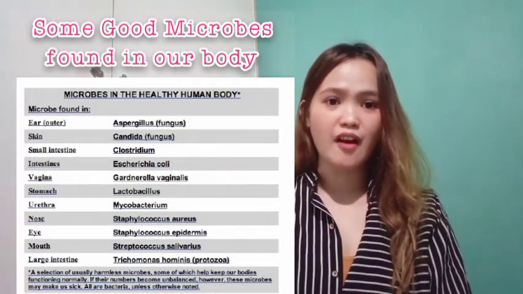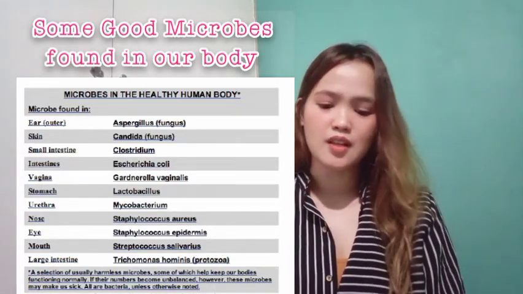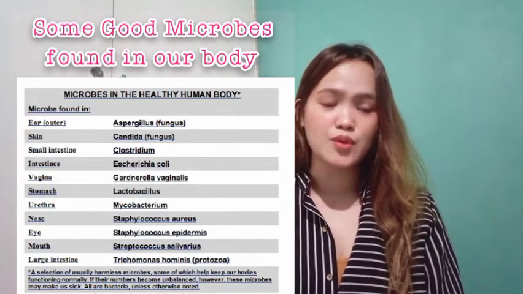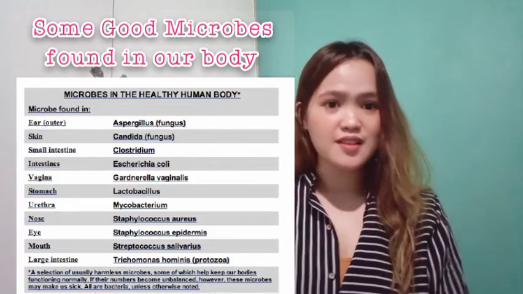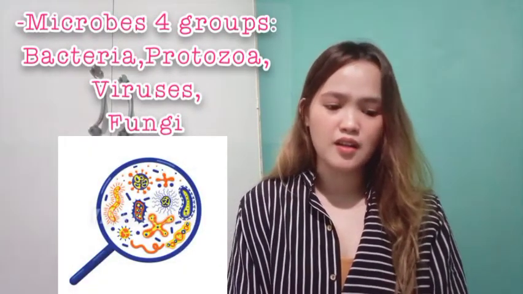So here's the list of some good microbes found in our body. These microbes are the ones that keep us healthy, and those bad microbes promote diseases that make us sick. Also, they cause diseases in plants and animals. So microbes have four groups: the bacteria, protozoa, fungi, and viruses.